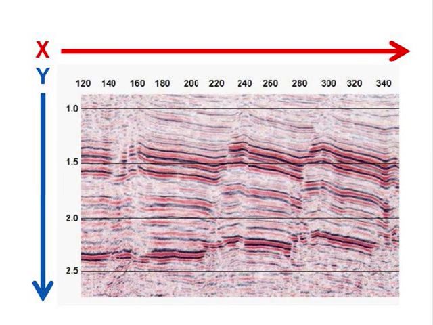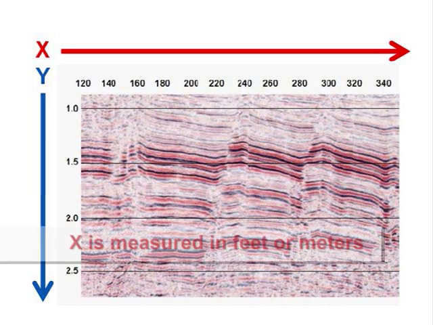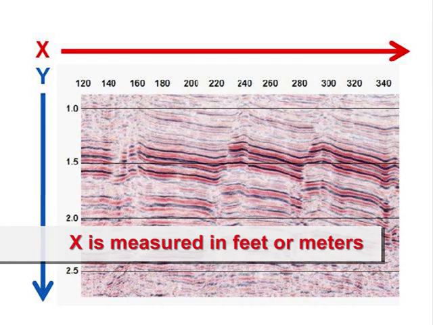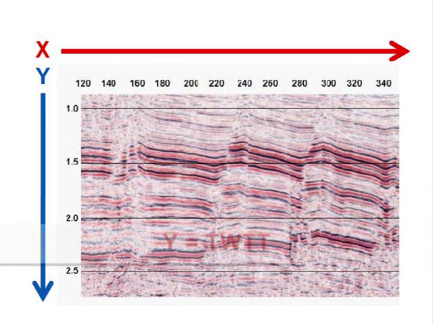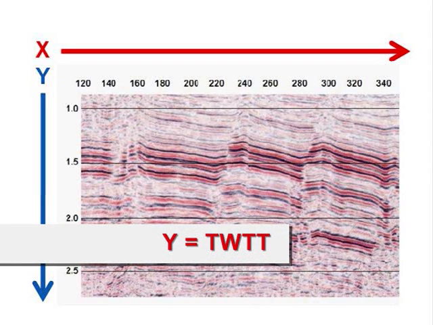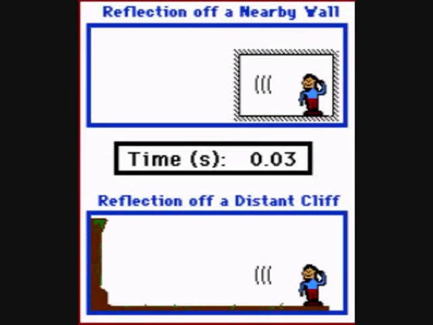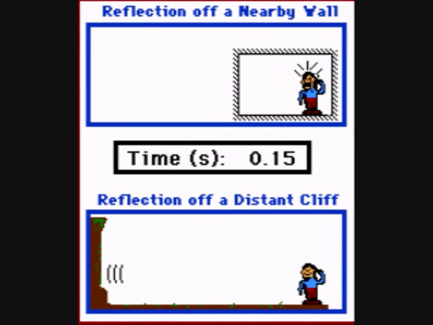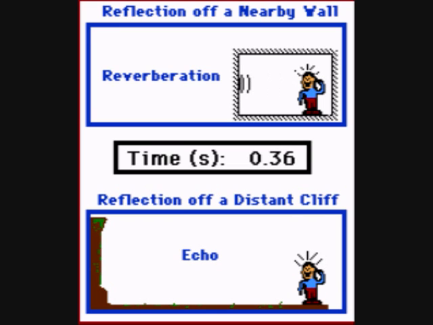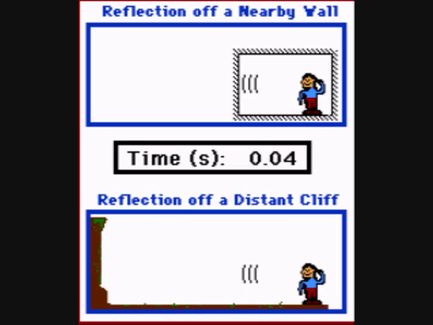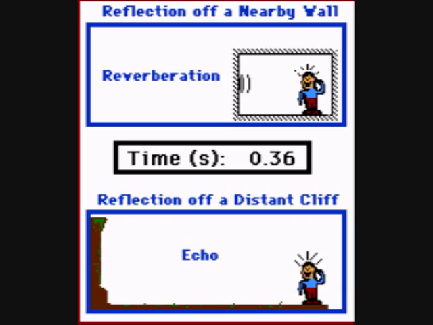The x-coordinate is the distance, usually measured in feet or meters, and the y-coordinate is the measurement of TWTT. These two-way travel times are 1 second, 2 seconds, and so on. The two-way travel time, or TWTT, is the time that the sound wave takes to travel from the energy source after the wave has bounced off a boundary and then reflected back to a receiver.